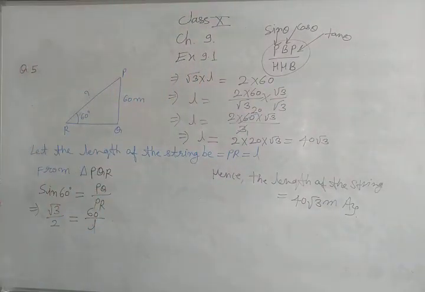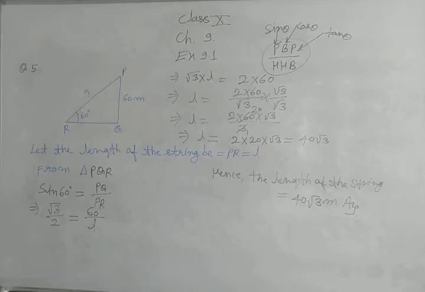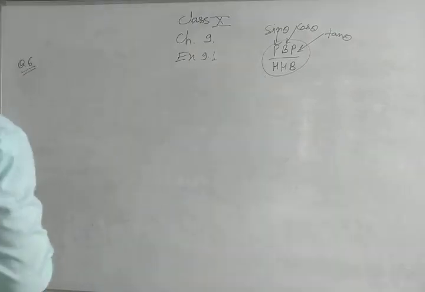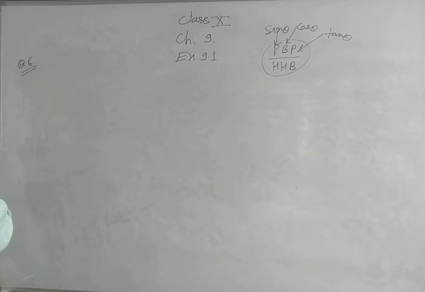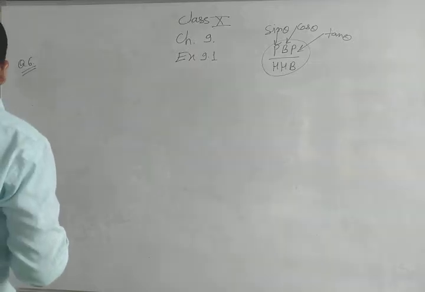Clear? Okay. Now we solve next question 6. Question 6 is: a 1.5 meter tall boy is standing at some distance from a 30 meter tall building. The angle of elevation from his eyes to the top of the building increased from 30 degree to 60 degree as he walked toward the building. Find the distance he walked toward the building.